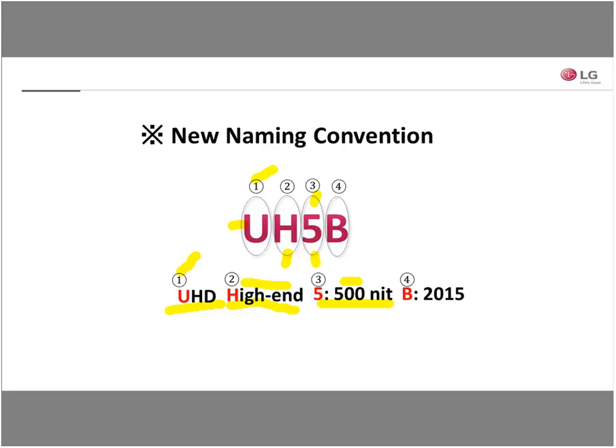And last but certainly not least, the B. The B stands for the actual year that it has been launched. So in this case, this UH5B was launched this year. It was actually launched last month in October, so that is 2015. Meaning any other monitors that we launched in the year 2016 would be what? What would that letter be?